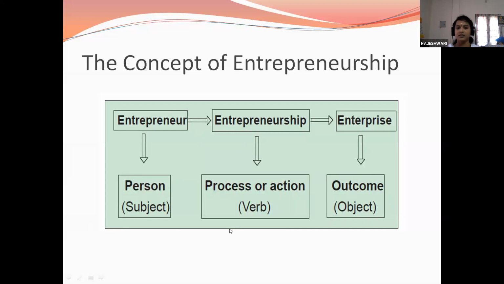That means verb. So entrepreneur means subject. Entrepreneurship means verb, doing. So finally, enterprise means outcome. That means one objective we are creating in our business, depending upon our business, some buying and selling also comes under this. Also different types of business. So one person who owns his own enterprise, that final outcome or objective is the enterprise.